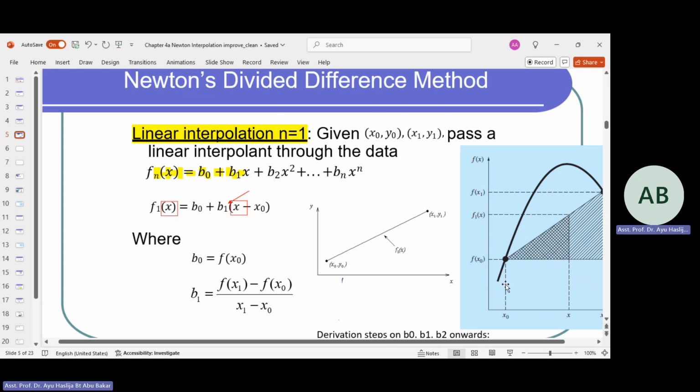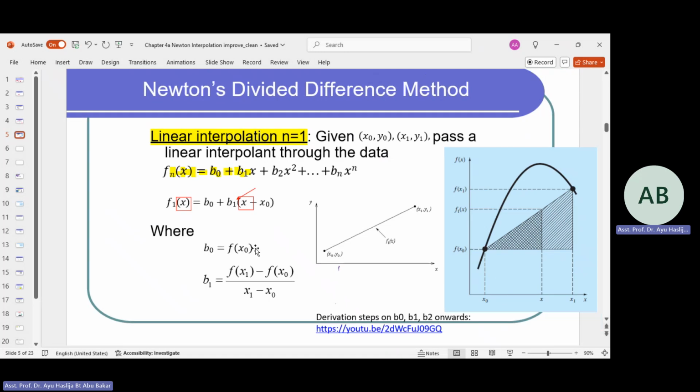Now this figure over here, I extracted from the textbook. Linear interpolation, which is n equals 1. So n equals 1, you should have 2 data points, x0 and x1. This x0 must have its own y value. Those are the 2 points.